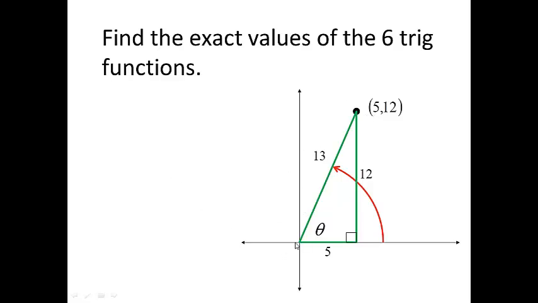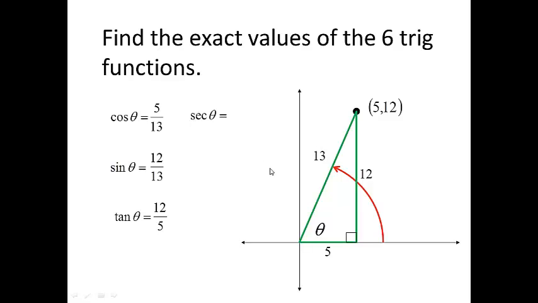So now if we're talking about this angle and we want to find the trig functions, we need the hypotenuse, the side that I don't know. And how do we find that? The Pythagorean theorem. Okay? A squared plus b squared is equal to c squared. 25 plus 144 is 169. Take the square root of 169, you get 13. So now if I ask you to find the cosine of theta, you would say cosine is adjacent over hypotenuse, which is 5 over 13. Sine of theta would be 12 over 13. Tangent of theta, that would be opposite over adjacent, 12 over 5.